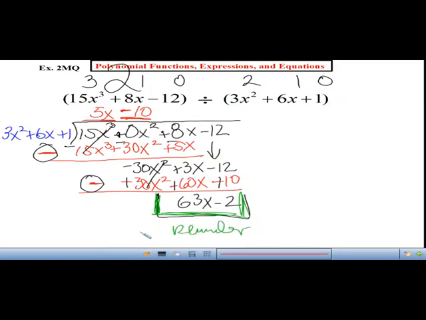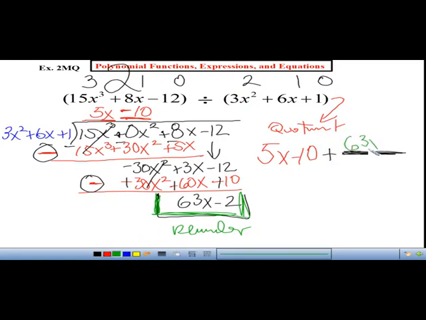Okay. So 15x cubed plus 8x minus 12 divided by 3x squared plus 6x plus 1. Our quotient is 5x minus 10. Do we have a remainder other than 0? Yeah, so what do we do? Plus fraction bar. And our remainder is what? 63x minus 2. And what was our divisor? Our divisor is 3x squared plus 6x plus 1. And this is our quotient.